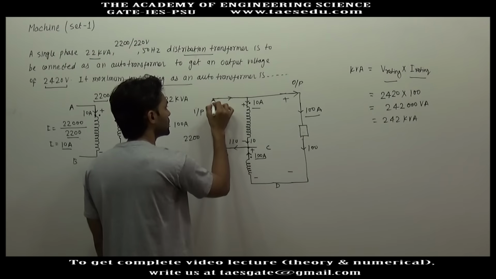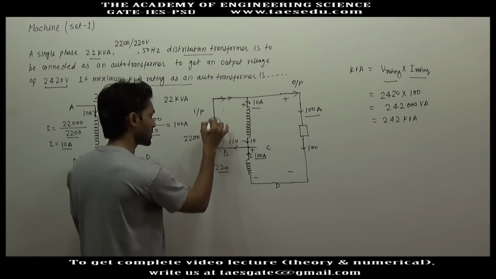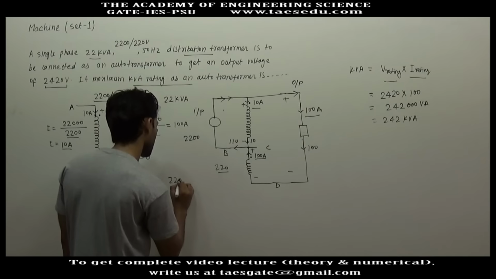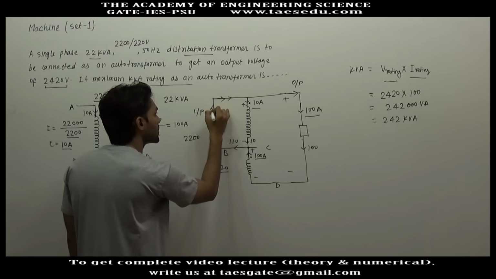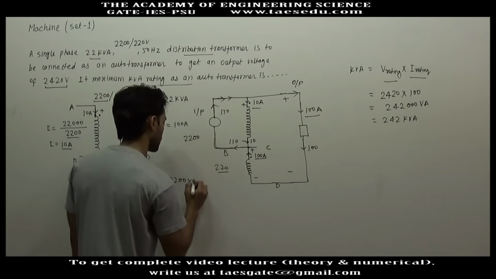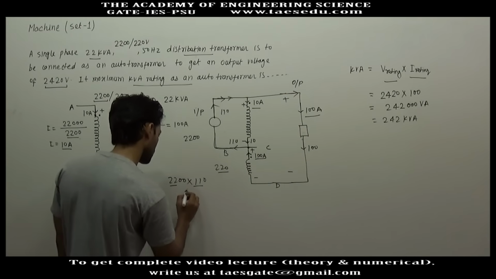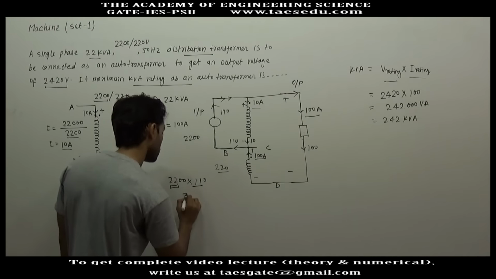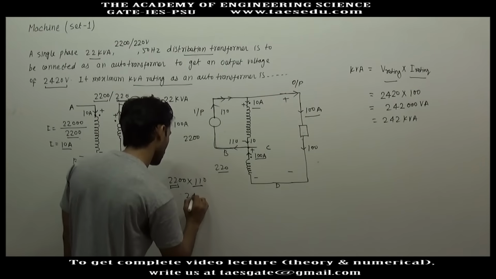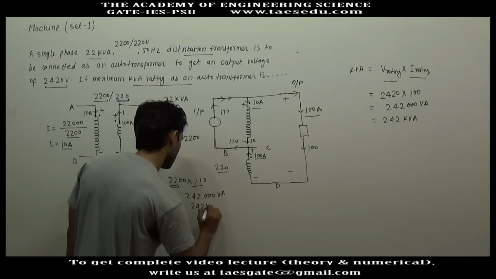So what is the kVA supplied by this source? The kVA supplied by this source will be the source voltage into the current from this source. Current from this source is 110 ampere. So again you will get 11 into 22, this will be 242 volt ampere, that is 242 kVA.